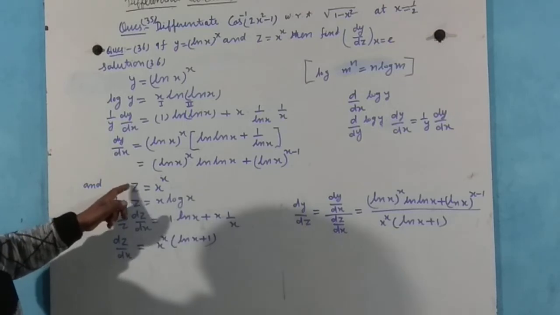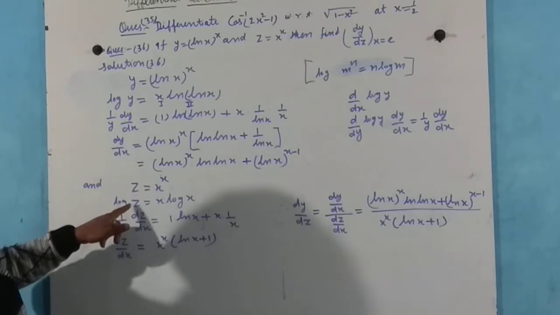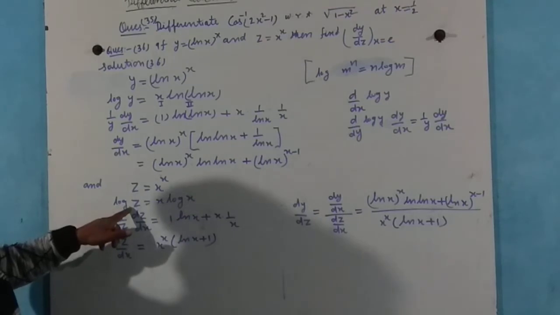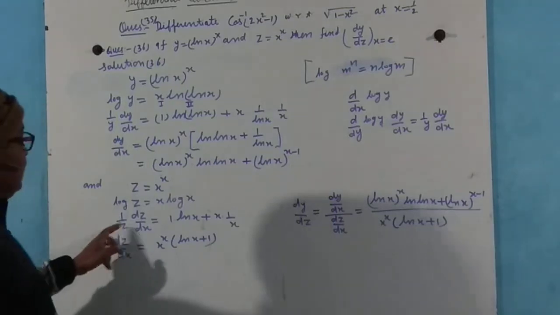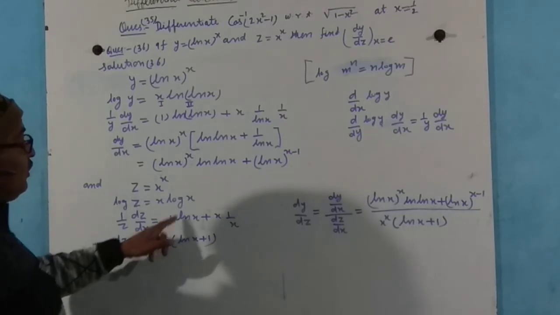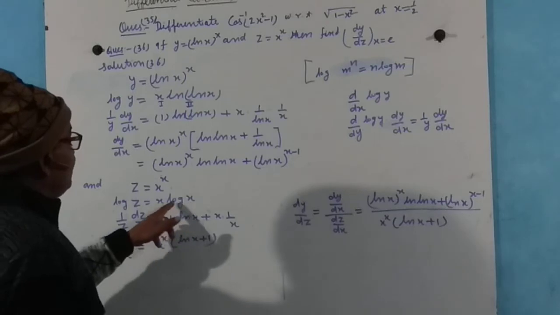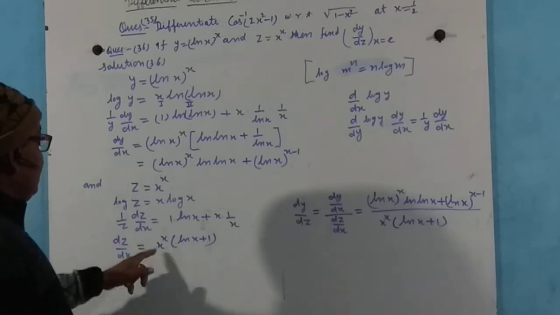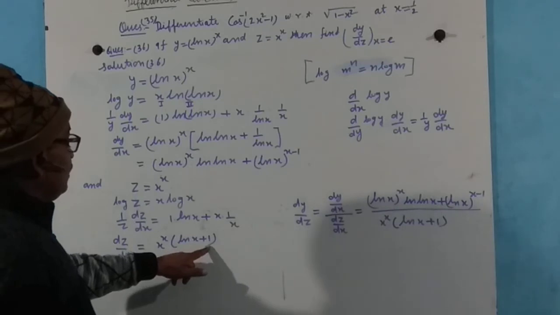Now z is equal to x to the power x. Taking log both sides, log z equals x log x, and again differentiating with respect to x, 1 by z dz by dx equals the differentiation of x, which is 1, times log x, plus x times the differentiation of log x, which is 1 by x. So z comes here, and dz by dx equals x to the power x times log x plus 1.